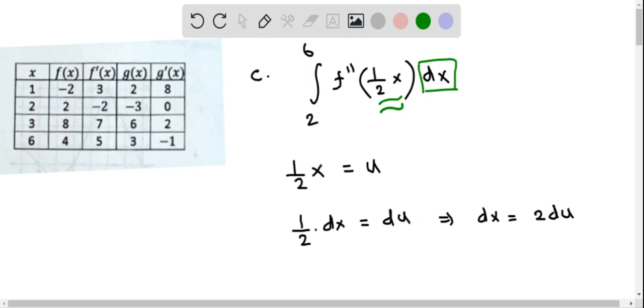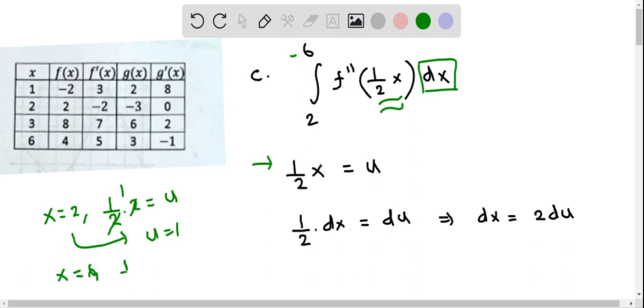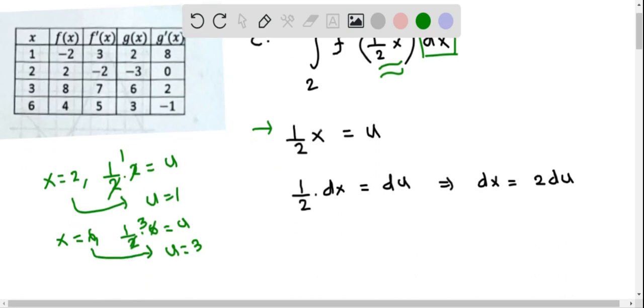We will also have to change the limits since we have made the substitution. When x equals 2, let's find the corresponding u by plugging into this substitution. It becomes 1 by 2 times, replace x by 2, and this equals u. These two get cancelled, so we get 1 times 1 is 1. So when x equals 2, u equals 1. Similarly we should find the upper bound. When x equals 6, we get half of 6 equals u, that is 3. So we get u equals 3. This is the corresponding value of u when x equals 6.